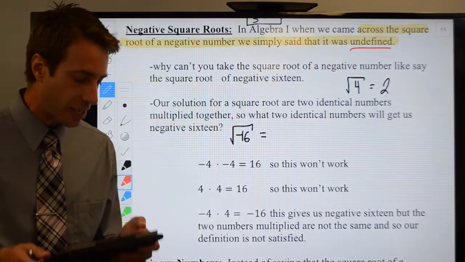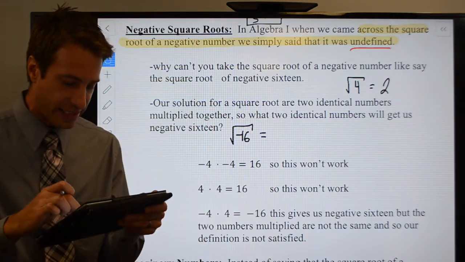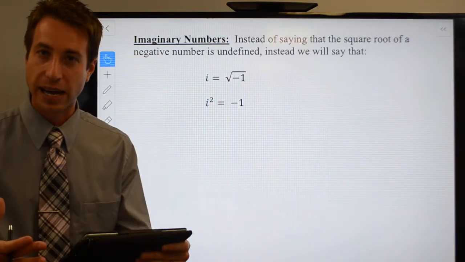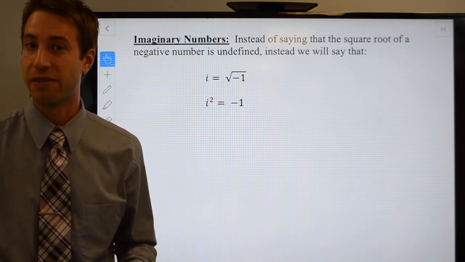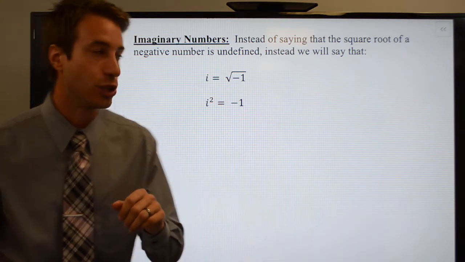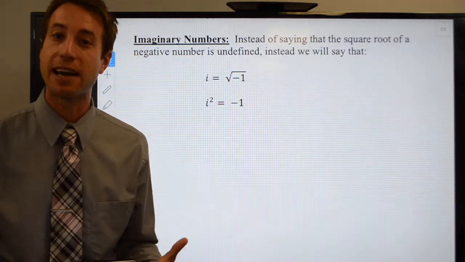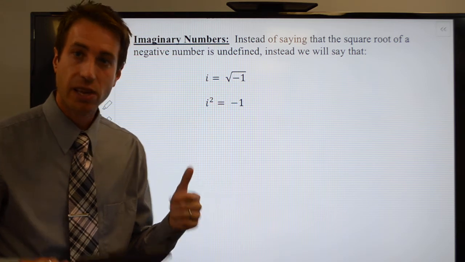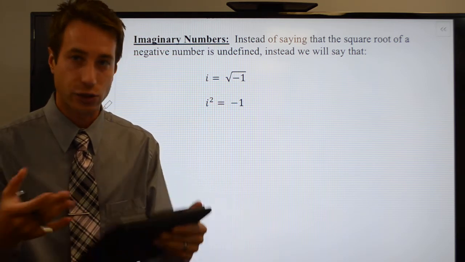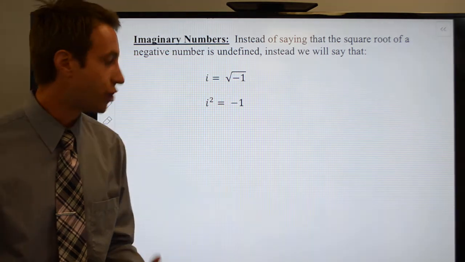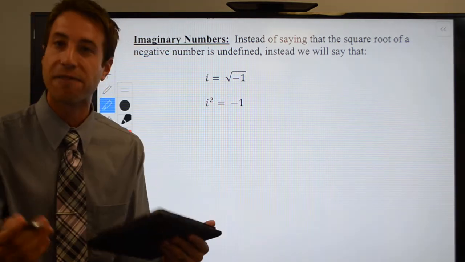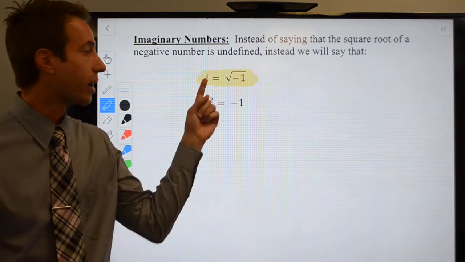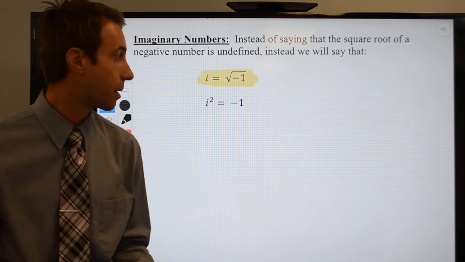So what we're going to do here in Algebra 2 to deal with this issue is this. We now want to define the square root of a negative number. And here's how we're going to do it. We're going to go ahead and by definition say that the square root of a negative 1 is equal to i. And of course, i simply stands for imaginary. So we have here now a definition for the square root of negative numbers. We're going to call it i, the imaginary number.